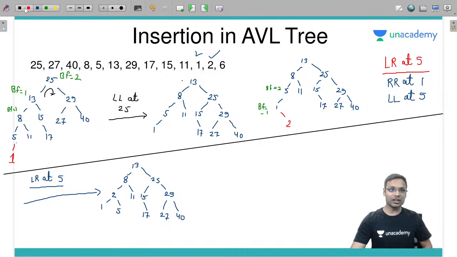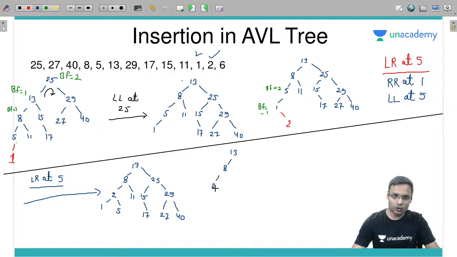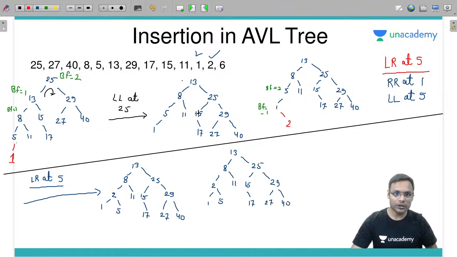One last insertion now. What is the one last insertion? 6. I am inserting 6 here in this particular tree. Let's do that. 13, 8, 2, 1. Till I draw the tree once again, can you tell me where should I insert 6? कहाँ insert करें 6 को? Appropriate place for 6 is where? Can you tell me? नहीं सर हमको नहीं आता. अरे आएगा आएगा, कैसे नहीं आएगा? Just check out where should I insert? Lesser, lesser, greater and greater than 5 here.